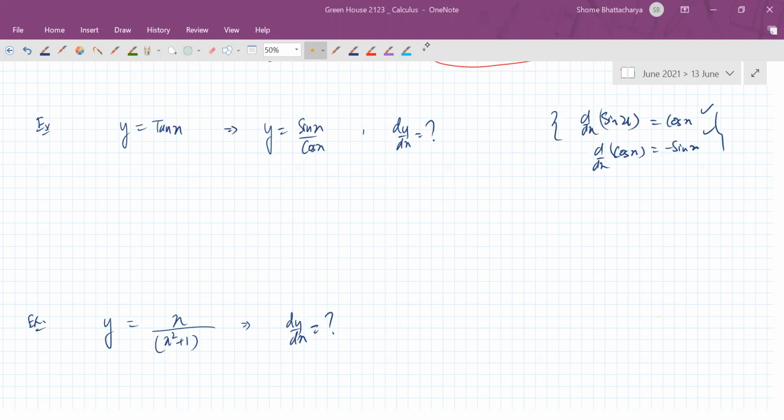Yeah, very good. So 1 plus tan square x is the same thing as sec square x. 1 plus cos square x.